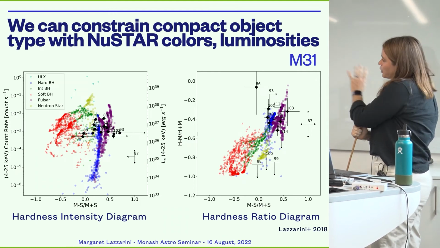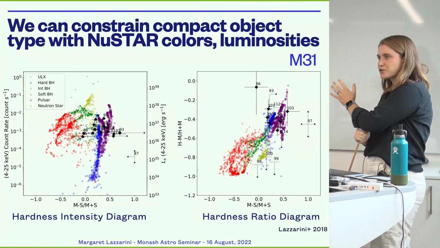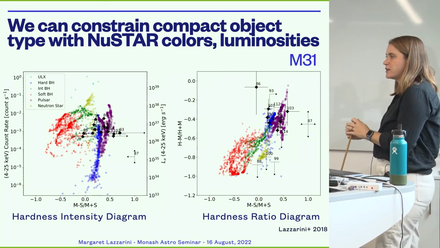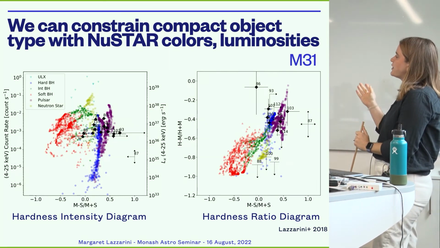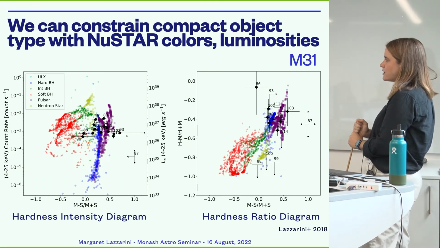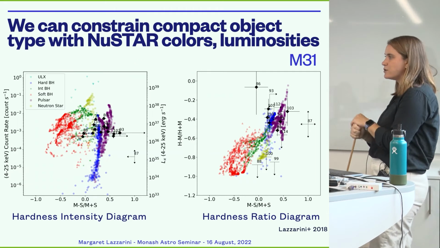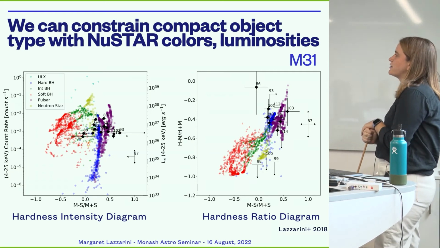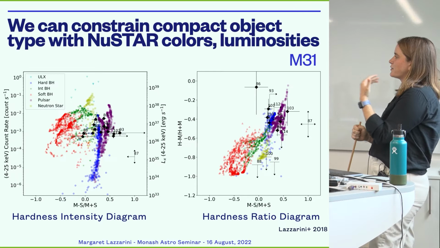And the colored points are from galactic X-ray binaries of known compact object and accretion state. These observations, so each point indicates an individual observation for those sources taken by RXTE, and then it was kind of translated into the NuSTAR bands. And you can see, essentially colors clumped together.